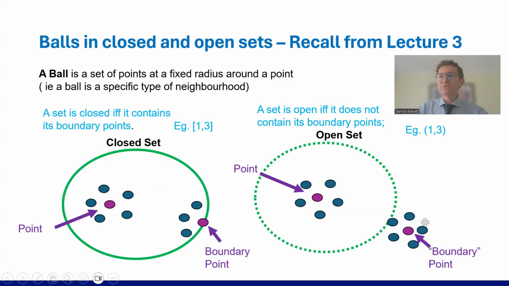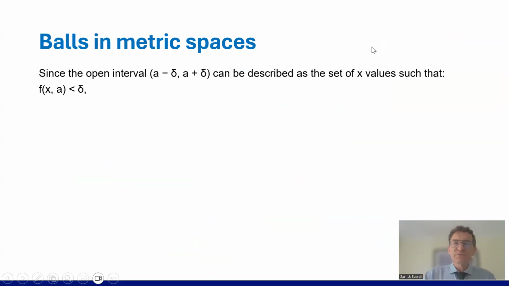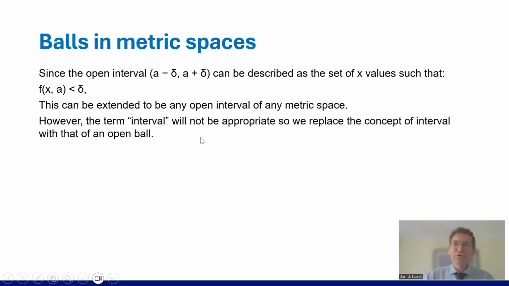Next one. So we look at balls in metric spaces. We'll go through this in 2 different ways here. The first way, since the open interval a minus delta, a plus delta can be described as a set of x values such that d(x, a), the distance between x and a, is less than delta. This can be extended to any open interval of any metric space. However, the term interval will not be appropriate, so we're going to replace the concept of an interval with that of an open ball.